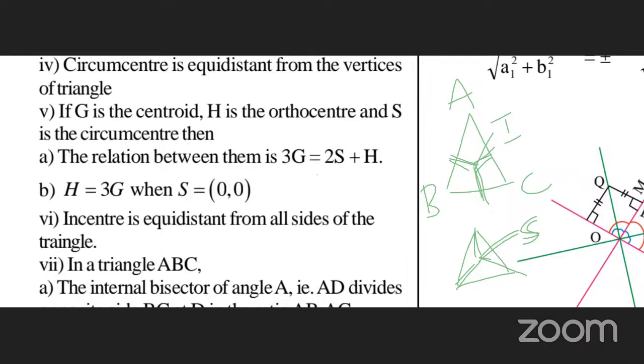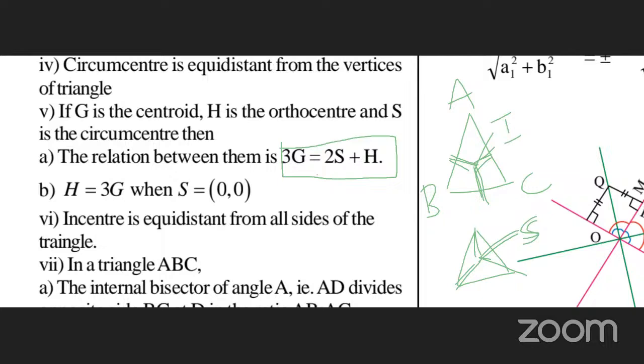Now, if G is the centroid, H is the orthocenter and S is the circumcenter of the triangle, then the relationship is given by this one we learned in the basics also. Very important relationship: 3G is equal to 2S plus H.